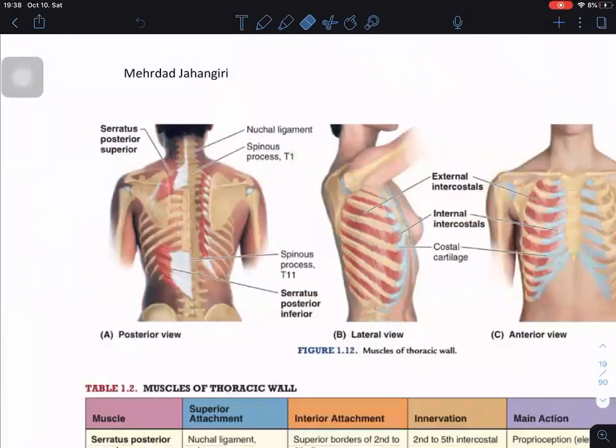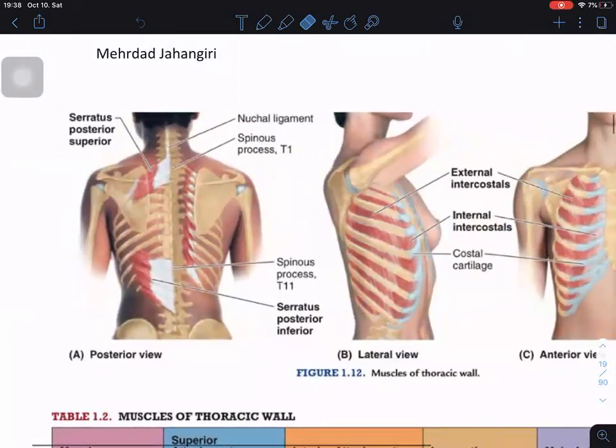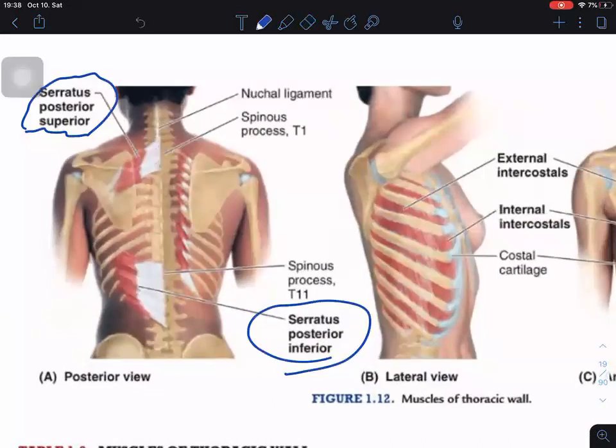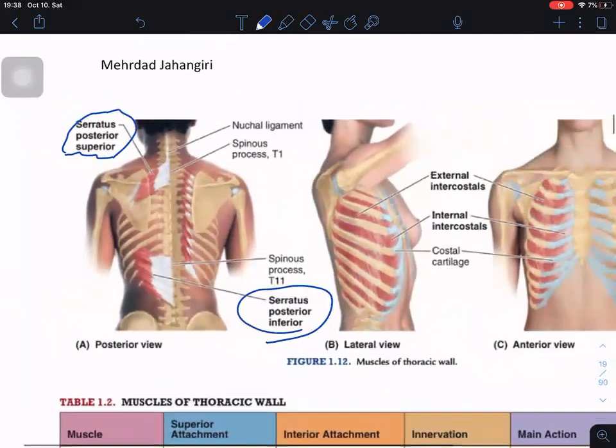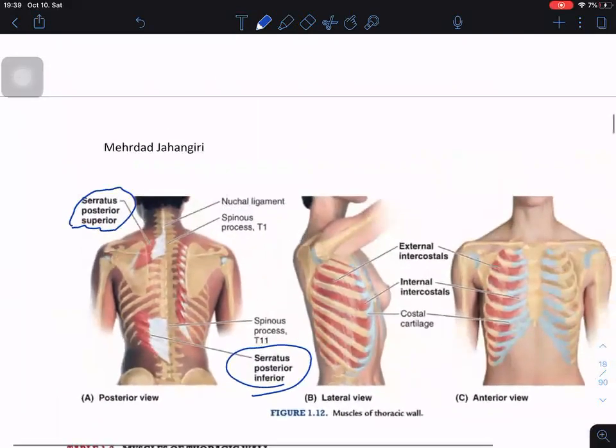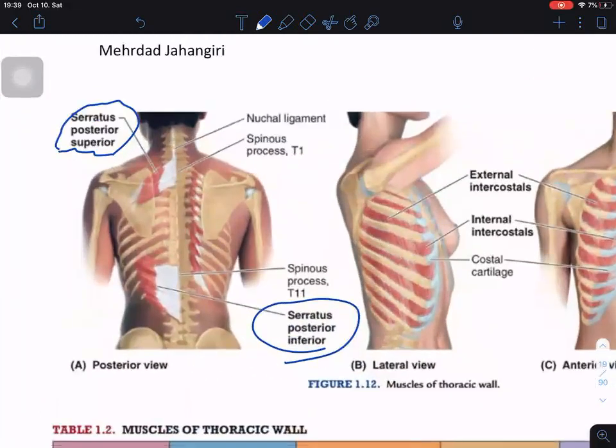So let's talk about some minor muscles that they don't really ask you to show. You will be able to see a muscle over here, which is called serratus posterior. But the thing is that there are two of them, superior and inferior. The serratus posterior muscle is said to have inspiratory functions, all right? It has attachments to the lower cervical vertebrae and the upper thoracic vertebrae, and runs obliquely down toward the ribs.